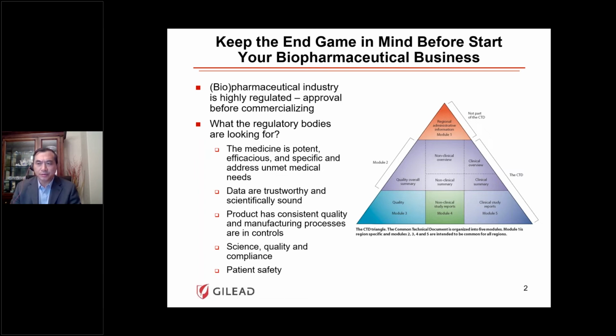And the clinical report, that is the data collected through your phase 1 through phase 3 clinical trials. And then the other module we call module 3, that is the quality, which contains chemical manufacturing and control information. That is the portion our chemists provide.